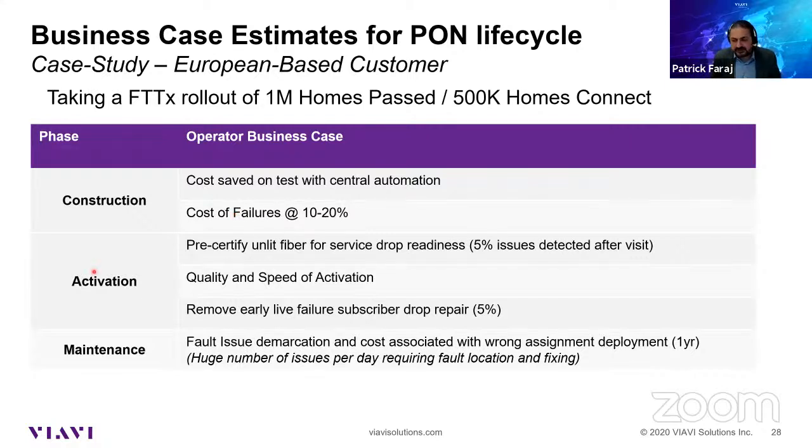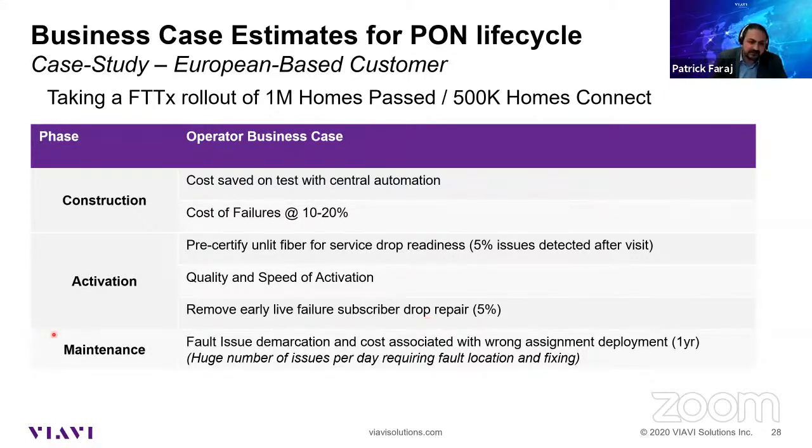During activation, obviously, we talked about that a lot, which is pre-certification. So before I send somebody to activate the customer, I can run a test and find out that there is an issue and solve that issue. That improves the quality and speed of activation, and it removes the early life failure from drop repairs. So I can run a test, qualify my network, and certify everything is according to specs without having to come back for repairs at a later point in time.